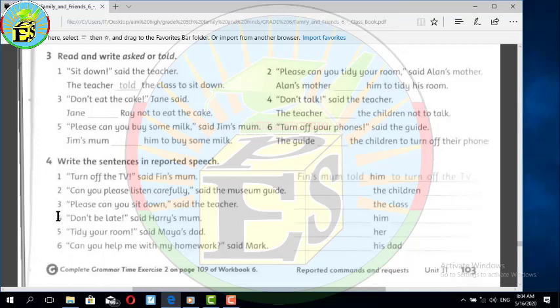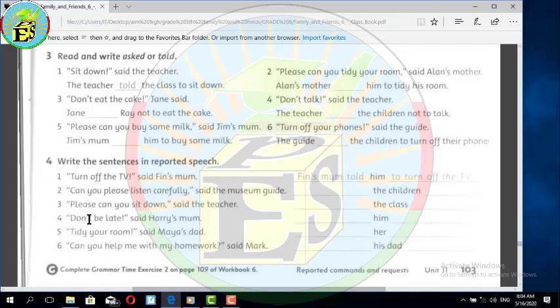Number 3. Please, can you sit down? Said the teacher. Request or command? Very good, request. So, the teacher asked the class to sit down. It's very simple and very easy. But you have to understand everything very well.